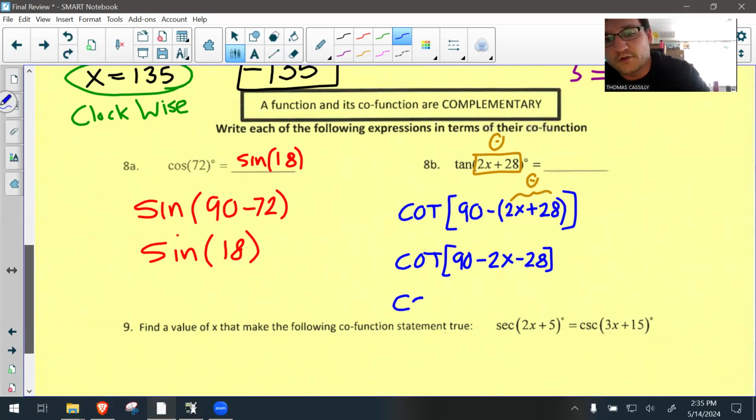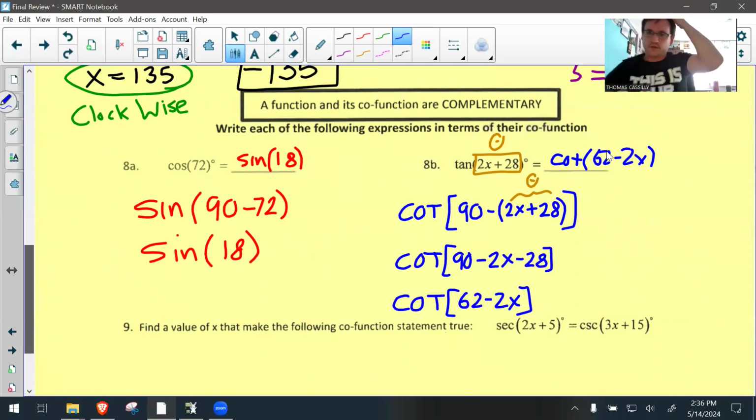And now when we combine our like terms here, I'm going to say the cotangent of 90 minus 28, I think it's 62, is 62 minus 2x. So that is our answer here. So the cotangent of 62 minus 2x. Theta, x, y, z, whatever, it's a variable. Okay, so there you go. Just something to be careful of on this one.